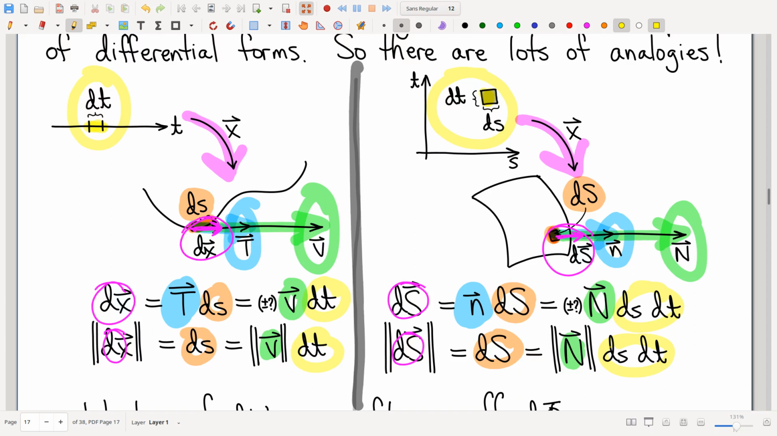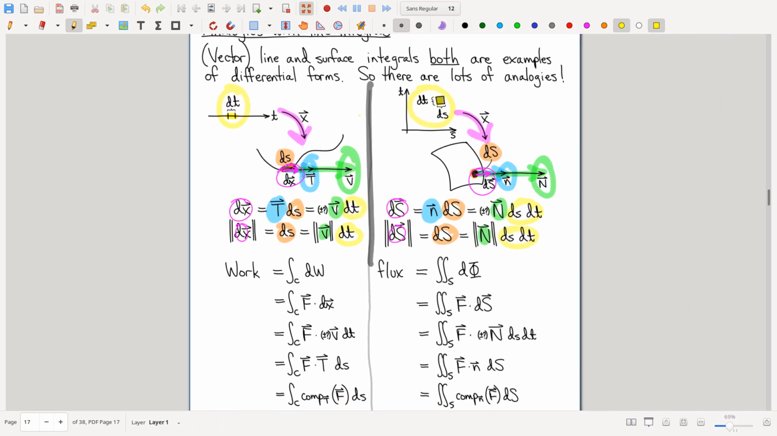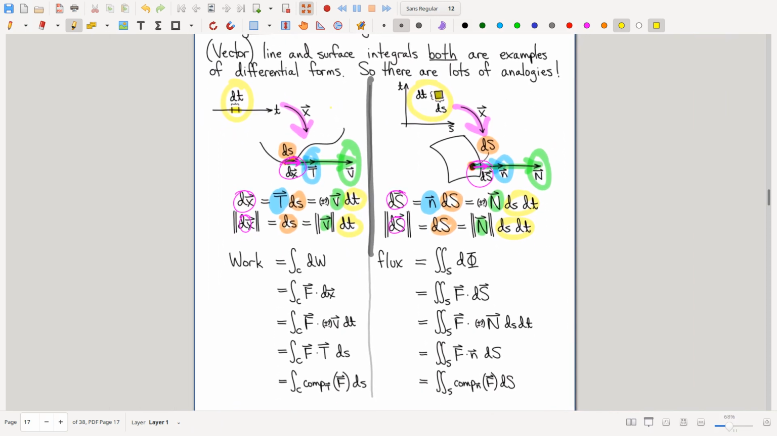Okay, now, by the way, this continues. I'm going to let y'all fill in the blanks on the rest of the color coding down here. But all of the different ways that we wrote work integrals, all the different ways we wrote flux integrals, you can go line by line. And again, the color coding is exactly analogous.